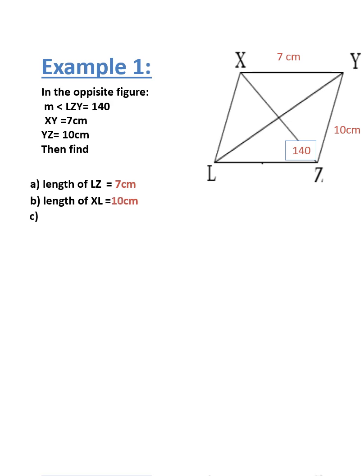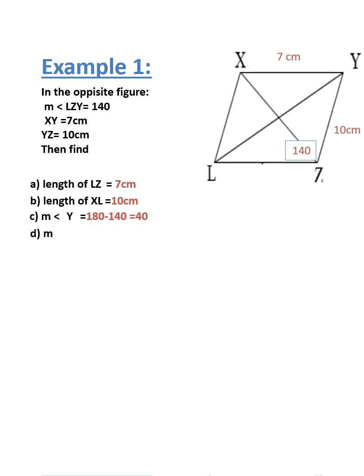The measure of angle Y. For the measure of angle Y, we have only angle Z. The relation between angle Z and angle Y is that they are consecutive. If I want to get the consecutive angle, I'll make 180 minus 140 equals 40 degrees.